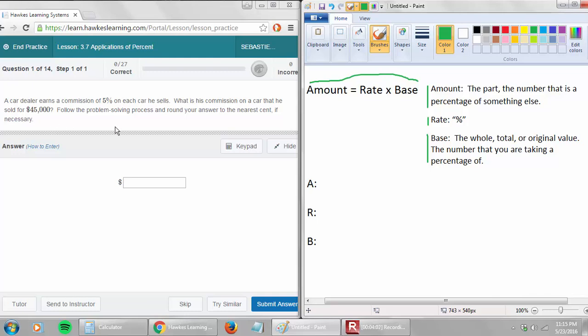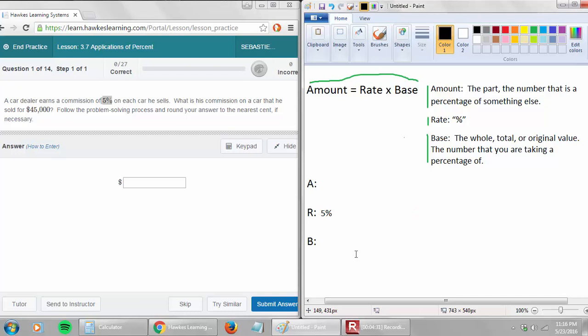It's this thing that is right here, the commission. It's what they're asking us for. That's one of the numbers, and we now have three numbers, so we can identify which one is the amount, the rate, and the base. I like to always do the rate first since it is the easiest one. And taking a look here, the thing with the percent sign is my 5%, so my rate is going to be 5%. So I can go ahead and write that in here, 5%.